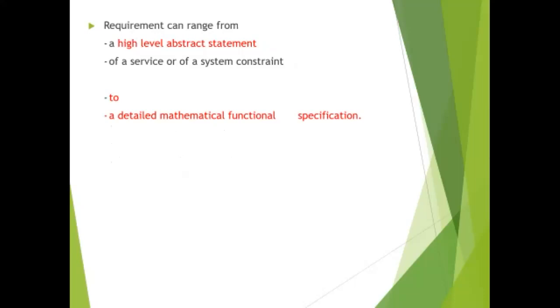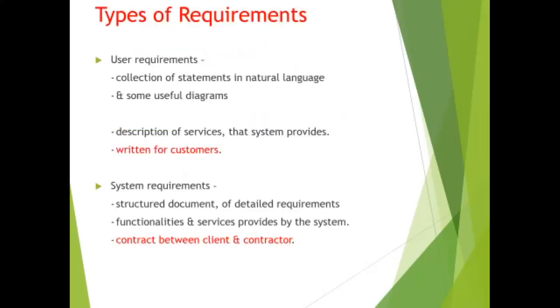Requirements can range from a high-level abstract statement of a service or of a system constraint to a detailed mathematical functional specification. Here, the types of requirements are user requirements and system requirements. In the user requirements, there is a collection of statements in natural language and some useful diagrams. Here, a description of services that the system provides is written for the customer.